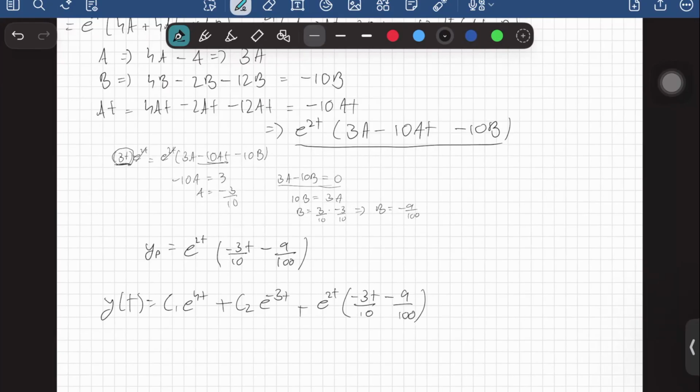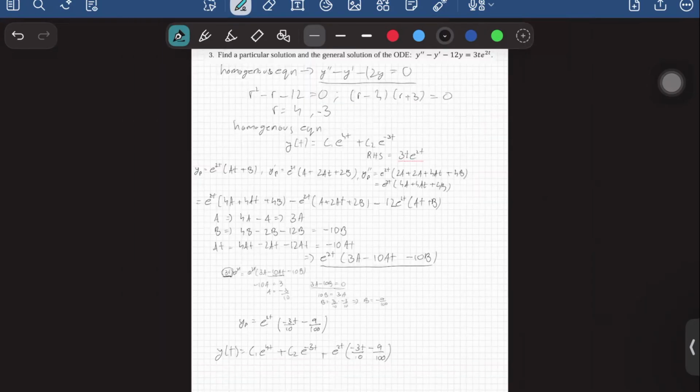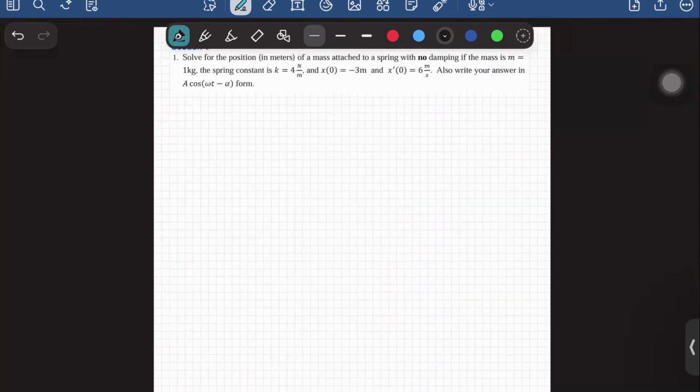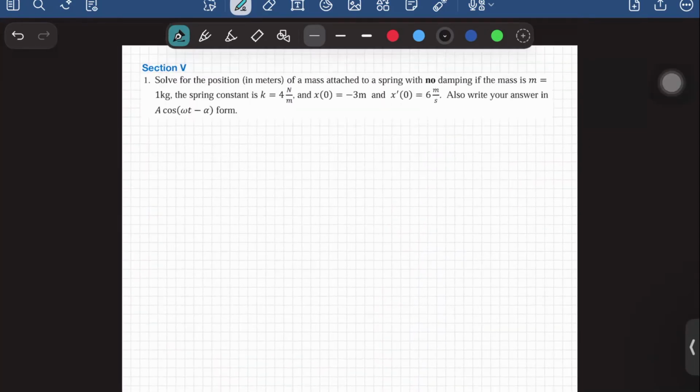If you want, you could simplify this, but it's just easier to write it this way, right? Okay, so this question we're done with. And right now, we're just gonna move to another question. And this question is asking us to solve for the position of a mass which is attached to a spring with no damping.